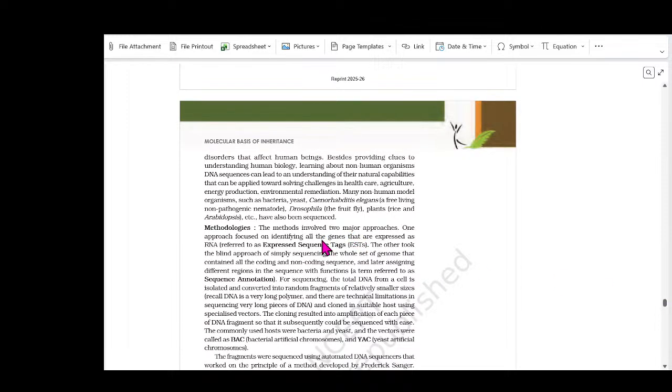One approach focused on identifying all the genes that are expressed as RNA, referred to as expressed sequence tags or ESTs. The other took the blind approach of simply sequencing the whole genome that contained all the coding and non-coding sequence and later assigning different regions in the sequence with functions, a term referred to as sequence annotation.